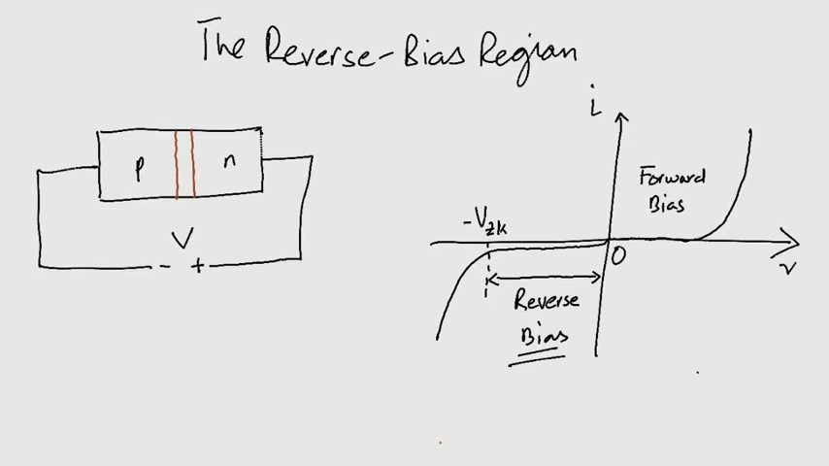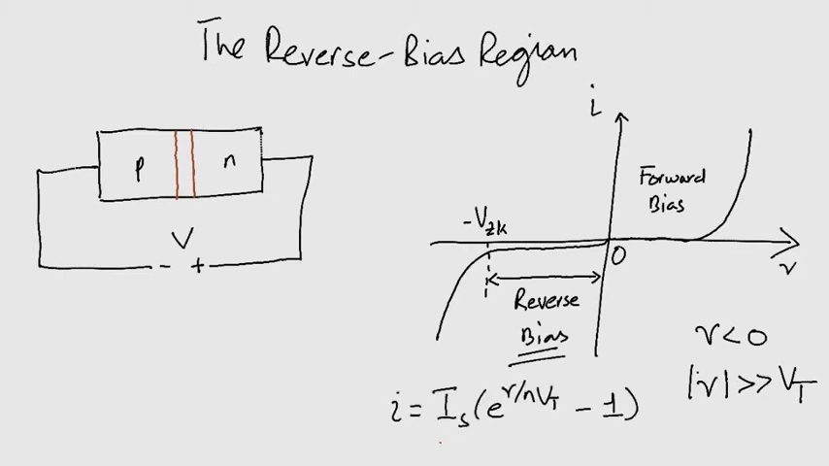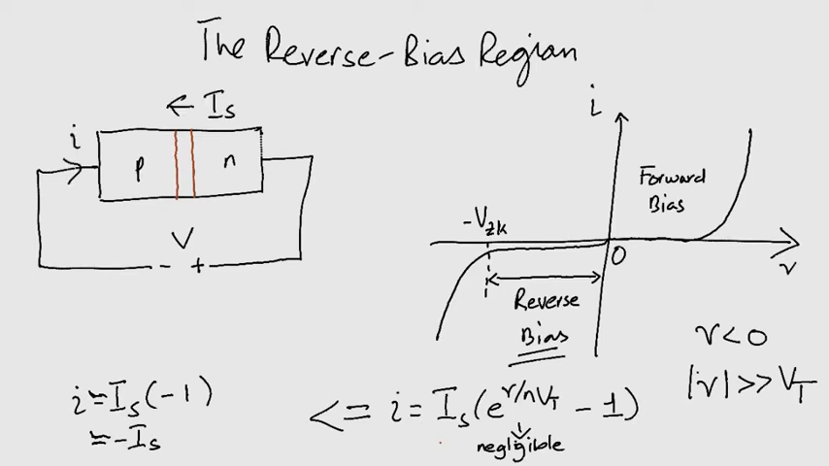If V is negative and a few times larger than Vt, the thermal voltage, then the exponential term in this equation of the current becomes negligible. This means that the current becomes equal to the negative of the saturation current Is. Since Is is in this direction, we can state that I from this direction can be changed to this, and this is the direction of the reverse current.